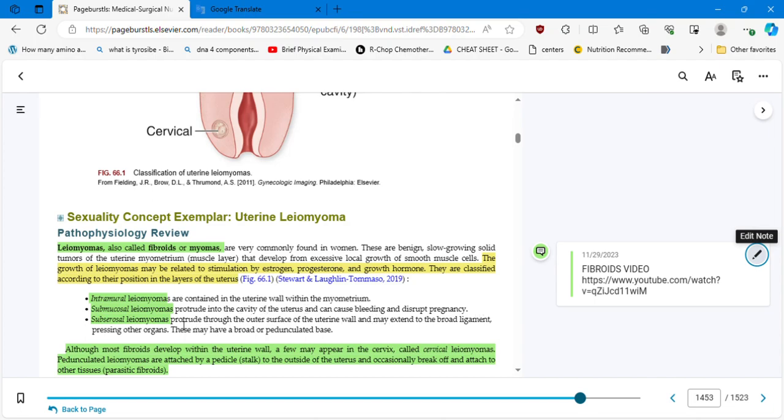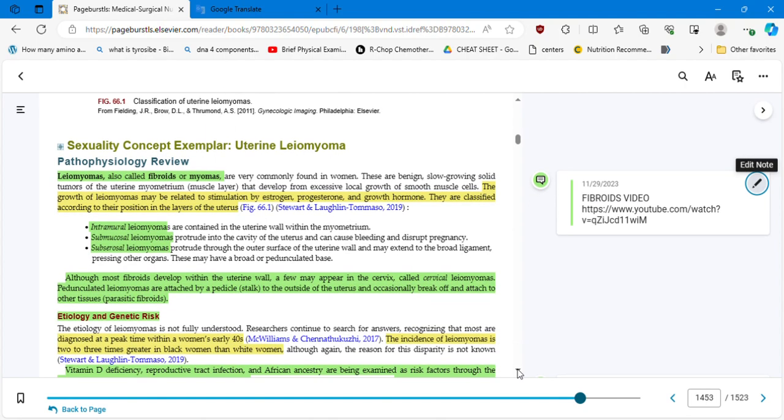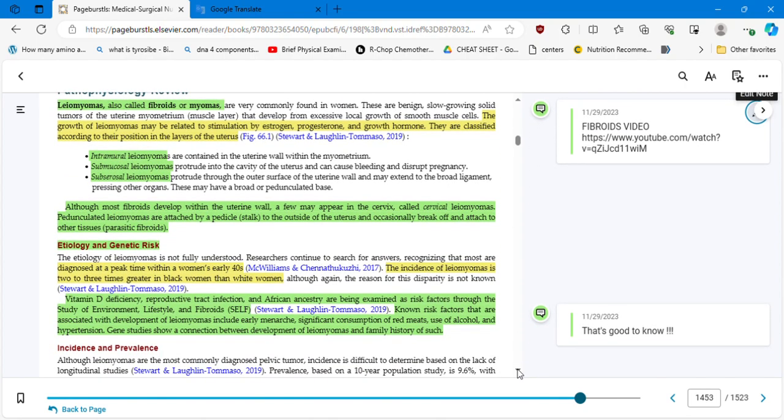And subserosal leiomyomas protrude through the outer surface of the uterine wall and may extend to the broad ligament, pressing other organs. Although most fibroids develop within the uterine wall, a few may appear in the cervix, called cervical myomas. Pedunculated leiomyomas are attached by a pedicle stalk to the outside of the uterus and occasionally break off and attach to other tissues, called parasitic fibroids.